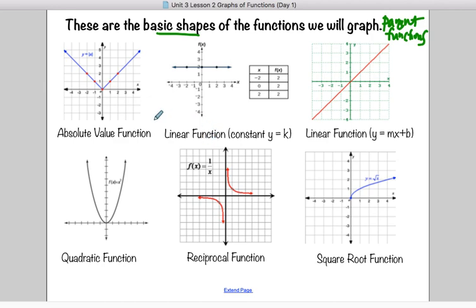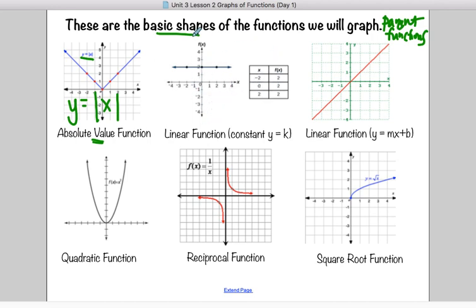So the first one is our absolute value function. Remember, absolute value functions have to look like a V. And it's hard to see, it's written here, but y equals the absolute value of x. Okay. The next one is your linear function. We've looked at these already this year.